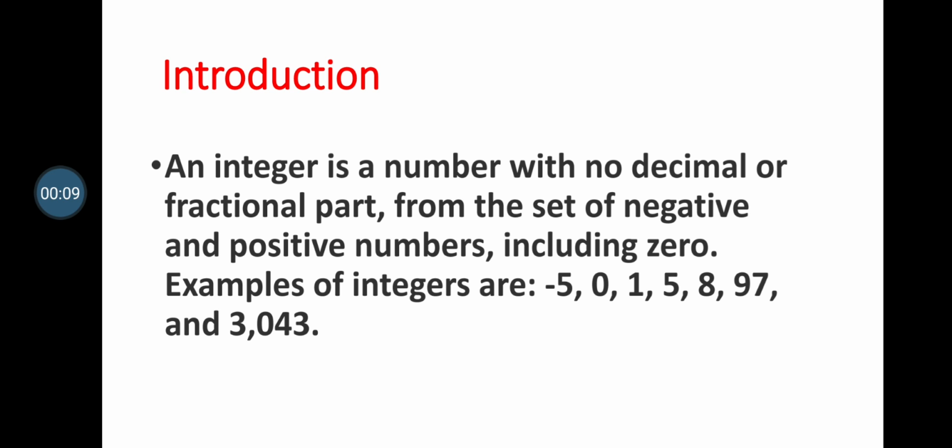Hello students, in this video let's start with our first chapter, integers. An integer is a number with no decimal or fractional part from the set of negative and positive numbers including 0. So let's see the example like -5, 0, 1, 5, 8, 97 or 3043, all are integers.